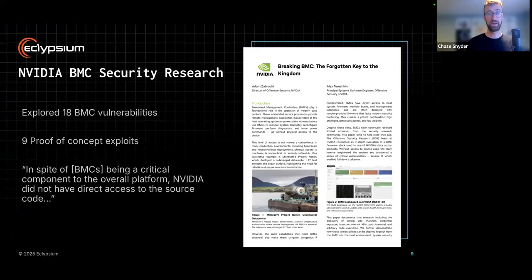We talked about NVIDIA having put out some BMC security research, and this has a really critical tie into that supply chain challenge. This research, I think, came out in 2023, explored 18 vulnerabilities in BMCs and had 9 proof of concept exploits associated with it. And the researchers stated that in spite of BMCs being a critical component to the overall platform, NVIDIA did not have direct access to the source code of the firmware on those BMCs. That means they had a supplier. The supplier provided the firmware on the BMC that went into the NVIDIA stuff, a critical component to the platform, and NVIDIA themselves did not have visibility into the BMC firmware.